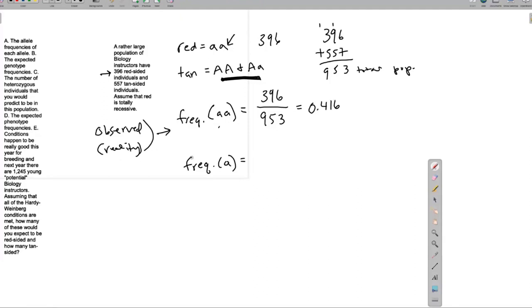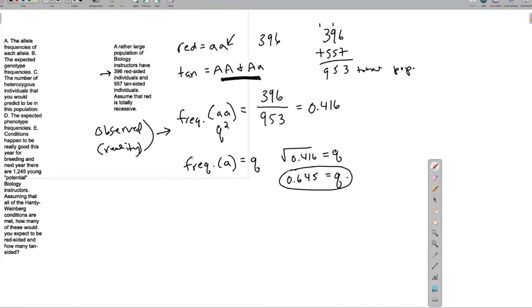Remember, this is q squared. So if we want to find q, the frequency of little a, how do you get from q squared to q? You square root it. So if you take the square root of 0.416, that's going to give you q. So q is 0.64. Okay, so that's our q, which means now we know the frequency of little a.